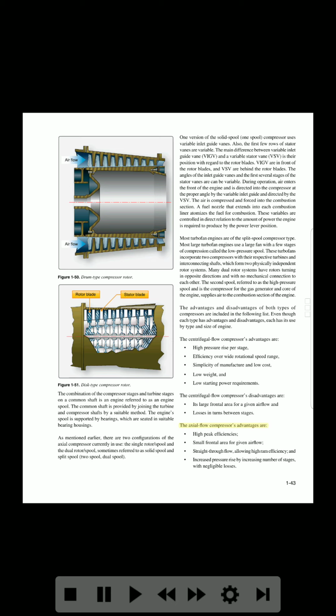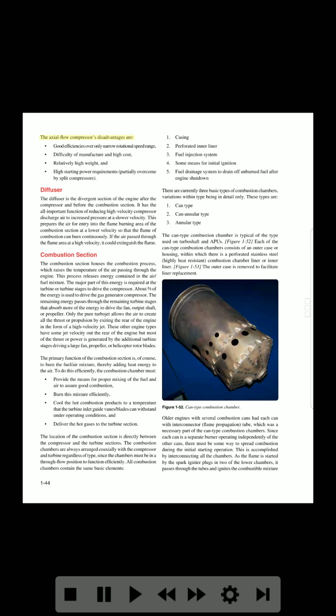The axial flow compressor's advantages are high peak efficiencies, small frontal area for given airflow, straight-through flow, allowing high ram efficiency, and increased pressure rise by increasing number of stages, with negligible losses. 1-43. The axial flow compressor's disadvantages are good efficiencies over only narrow rotational speed range, difficulty of manufacture and high cost, relatively high weight, and high starting power requirements, partially overcome by split compressors.